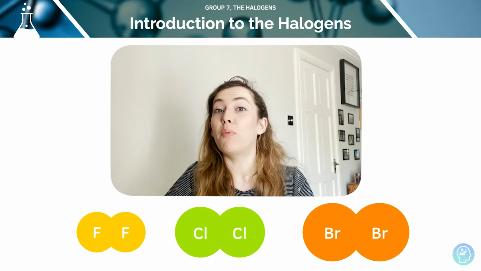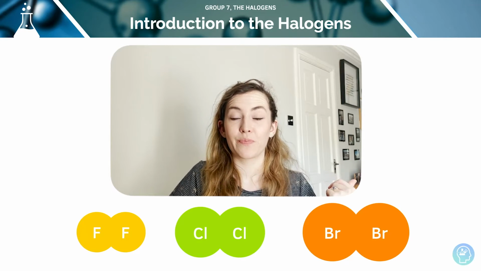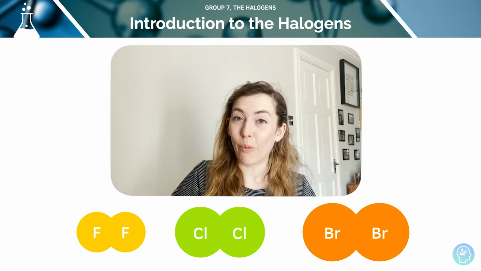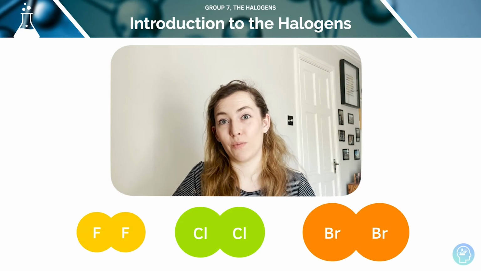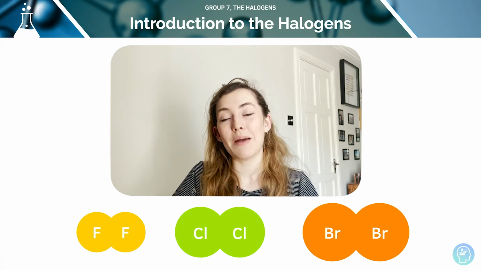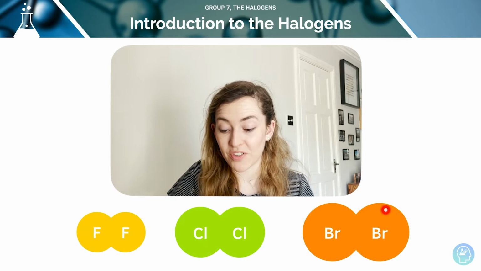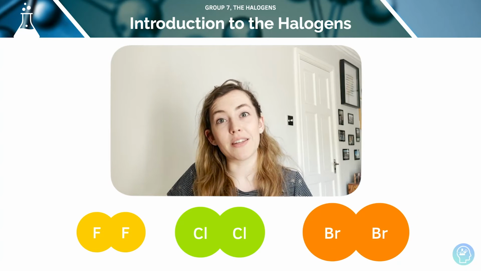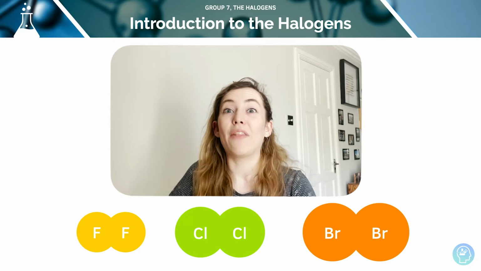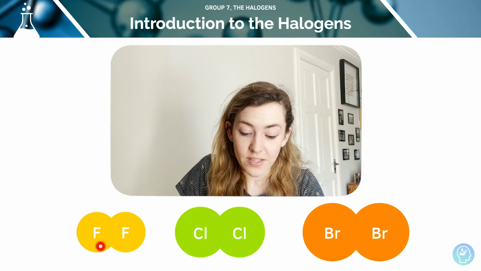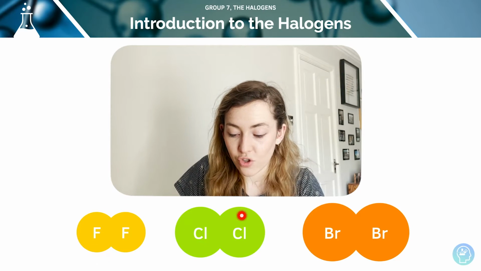So fluorine boiled a long time ago. It has a very low boiling point, so it's going to be gaseous at room temperature and pressure, as is chlorine. But as we move down, we're going to come across bromine, which is a liquid at room temperature, then iodine, that's a solid. Okay, and the reason for this is because they are simple molecular in their structures.